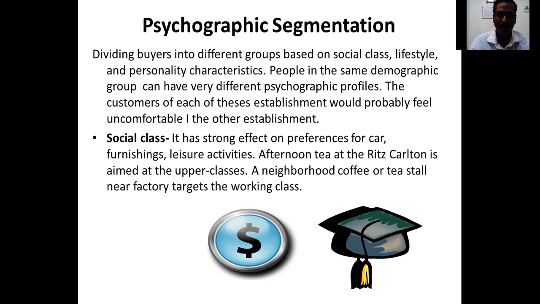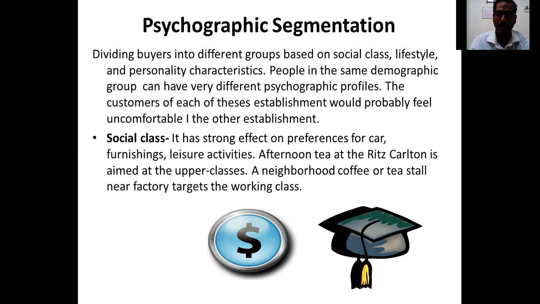First one is social class. It has a strong effect on preferences for car, furnishing, leisure activities. An afternoon tea at a Ritz Carlton, which is a five-star hotel, is aimed at the upper class. So again here, it's based on the social classes like upper rich, upper class, middle class, lower class, and poor people.